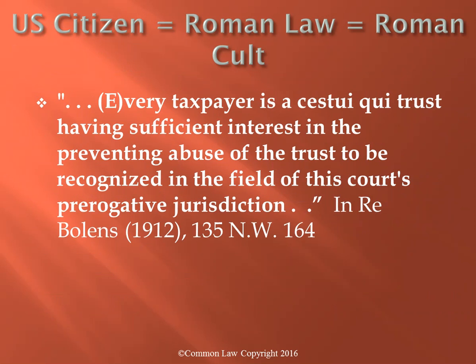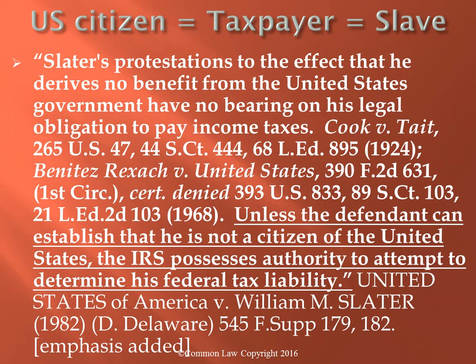Anyways, every taxpayer is assessed a K trust. That's Henry Bolins again. Having an interest in preventing the abuse of the trust is recognized in the courts of this field of this court's prerogative jurisdiction. Slater's protestations to the effect that he derives no benefit from the United States government had no bearing on his legal obligation to pay income tax. Unless the defendant can establish that he's not a citizen of the United States, the IRS possesses authority to attempt to determine his federal tax liability.